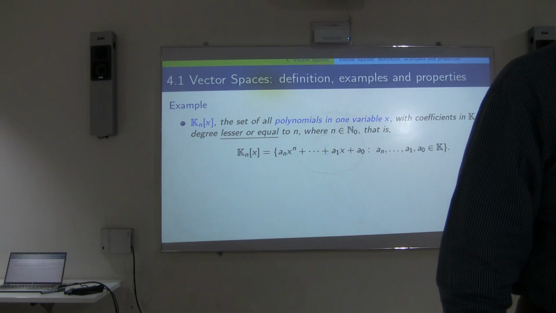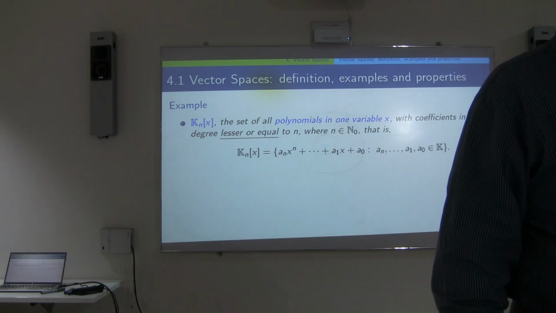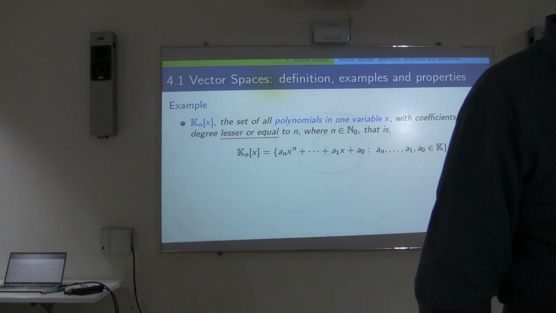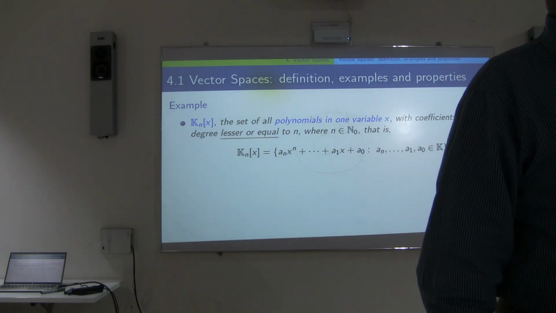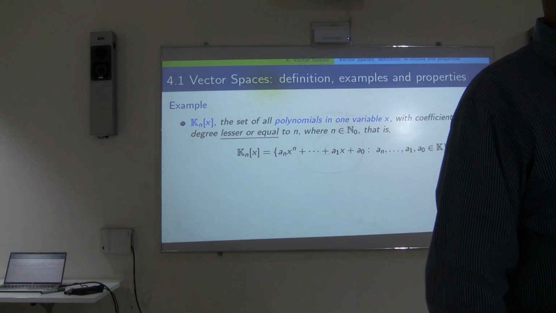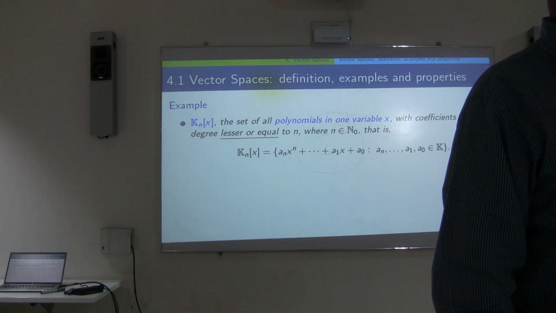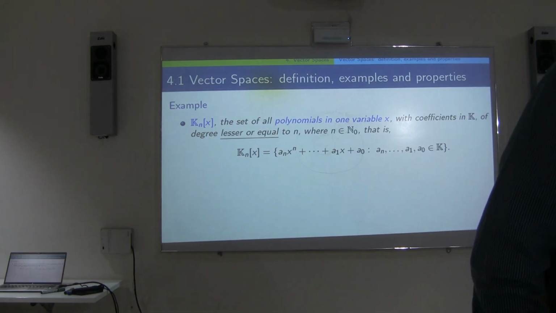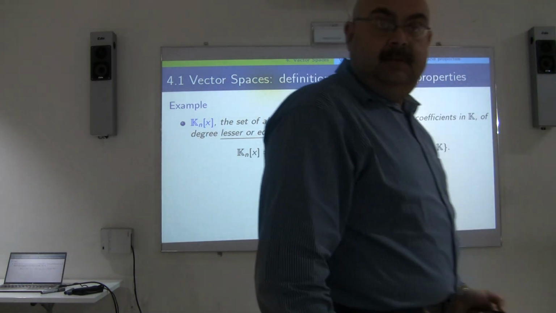A polynomial of second degree is not going to be added unless to a polynomial of second degree. And the result will be a polynomial of second degree. A polynomial of second degree, if you multiply by a number, the result will be a polynomial of second degree. A polynomial of second degree contains a zero, where a1 equals a2 equals a3 equals 0. So it's already a vector space.